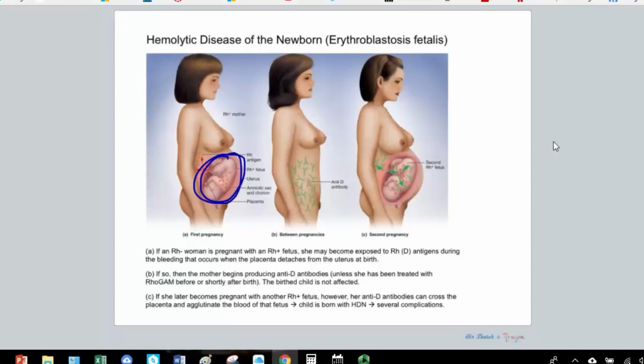The problem is if she becomes pregnant a second time with an Rh positive fetus. And the problem with that is now she has these anti-D antibodies that can cross over the barrier into the fetus's blood supply, and it can agglutinate the blood in the fetus. And as you imagine, that can be a serious thing, and that's called hemolytic disease of the newborn.